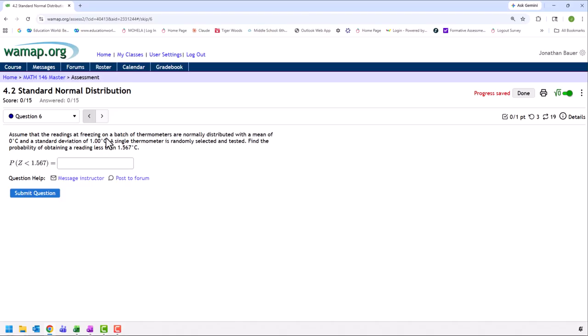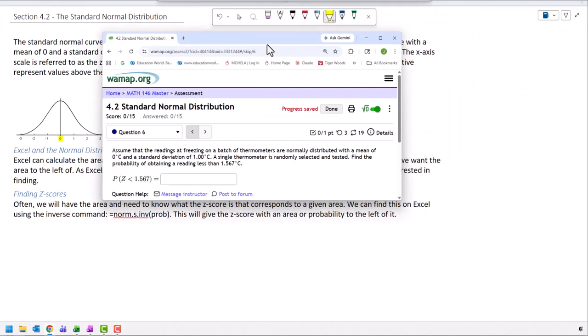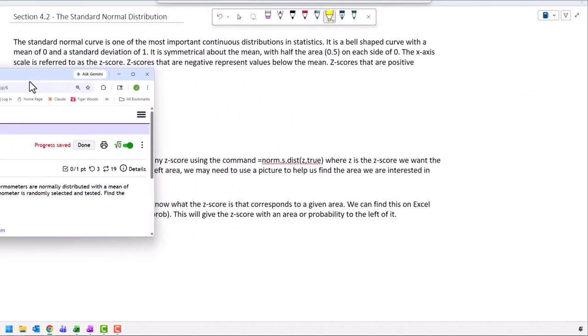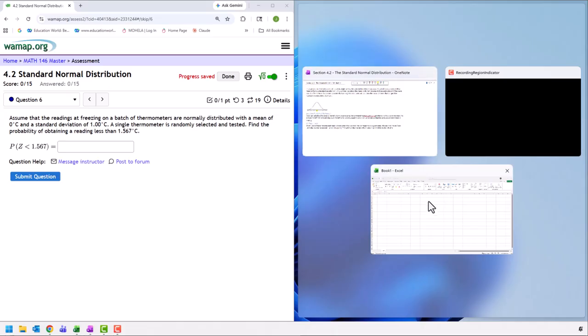Assume that the readings at freezing on a batch of thermometers are normally distributed with a mean of 0 and a standard deviation of 1. A single thermometer is randomly selected and tested. Find the probability of obtaining a reading less than 1.567 degrees Celsius. So essentially here we have a context where we're looking for the probability of a z-score of less than 1.567. So I'm going to get this here in Excel.